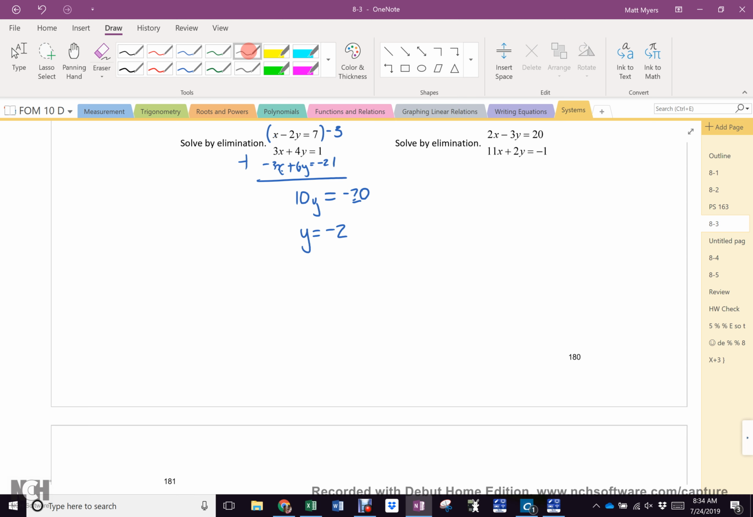Now what do I do? Plug it back in. Where? Anywhere I see a y. It doesn't matter. I'm going to use the second equation. 3x plus 4 times -2 equals 1. 3x minus 8 equals 1. 3x equals 9. x equals 3.